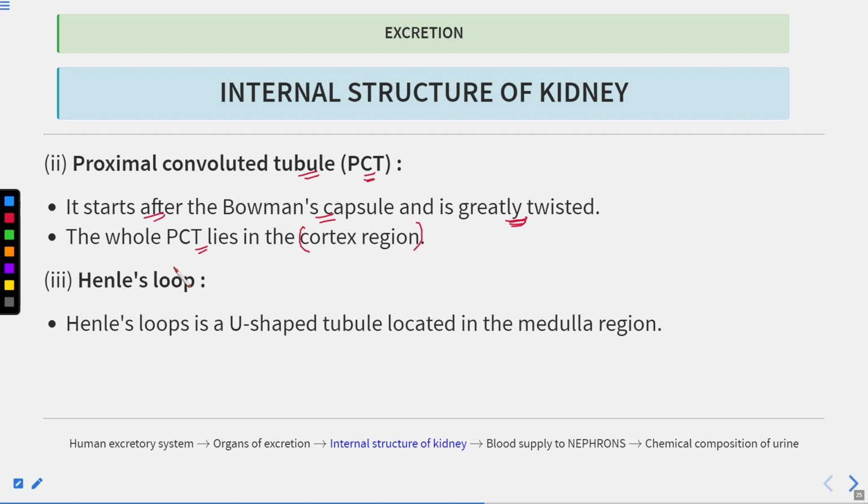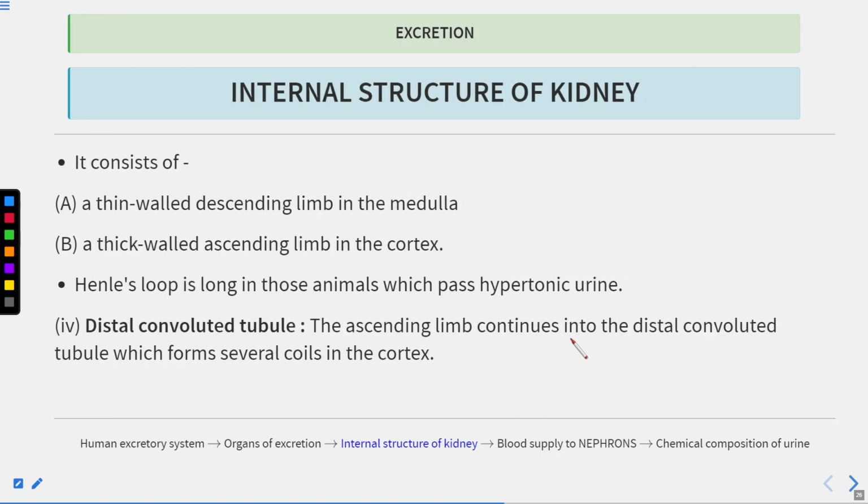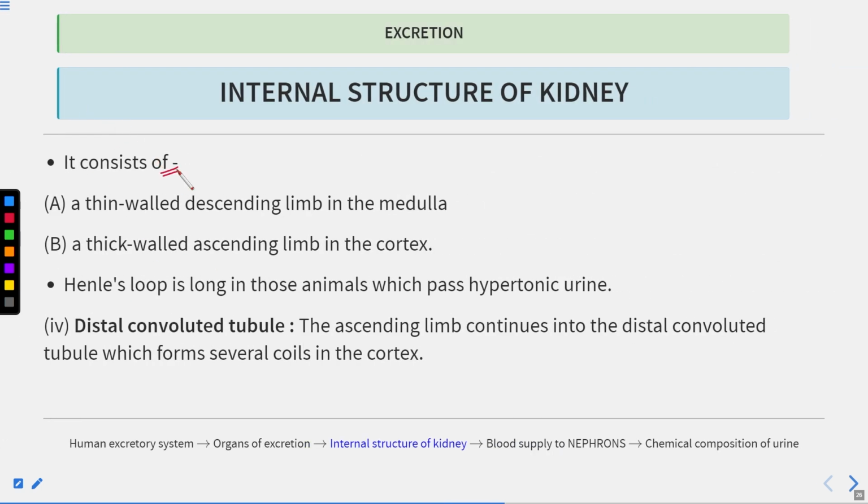Now, the proximal convoluted tubule extends into Henle's loop. It is named after its discoverer, Henle. This Henle's loop is a U-shaped tubule located in the medulla region. And what does Henle's loop consist of? It consists of a thin descending limb, which is present in the medulla, and a thin ascending limb that is present in the cortex.